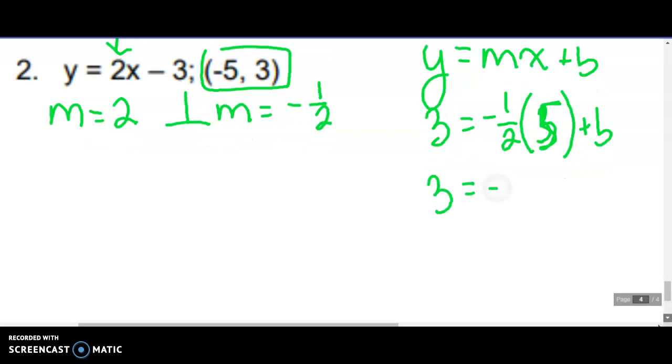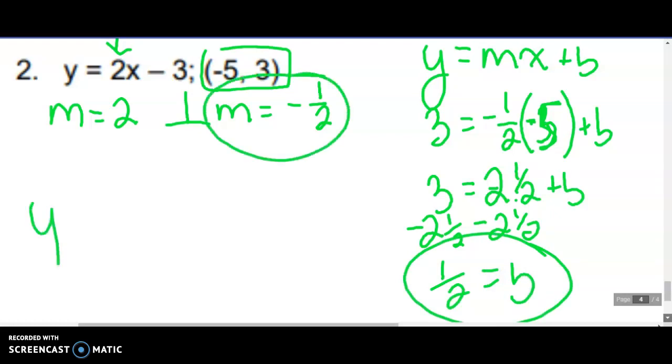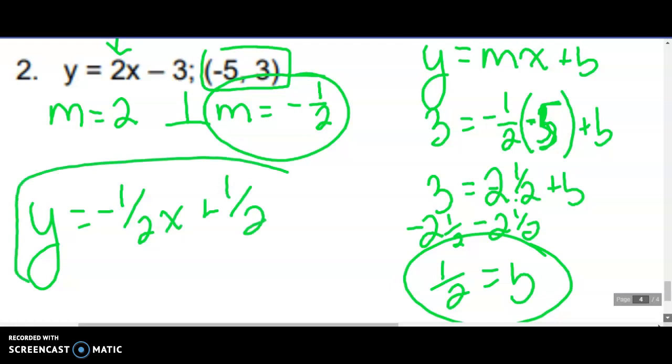3 equals negative half times 5, which is negative 2.5, plus b. I add 2.5 to both sides, and I find that half is my b. So my b is half, my m is negative half, so it's y equals negative half x plus half, and that's my equation. Perpendicular slopes are opposite reciprocals. You just have to use the opposite sign and flip your fraction. If it's not a fraction, make it into a fraction by putting it over 1.